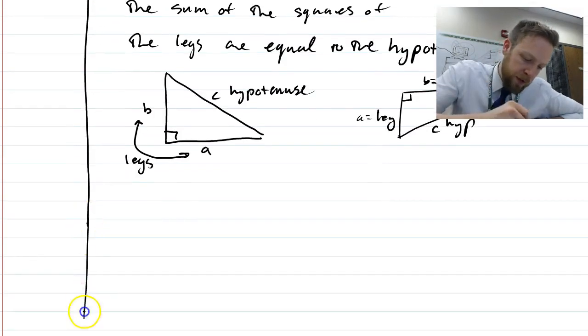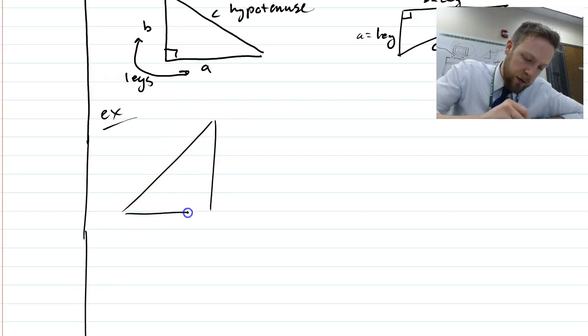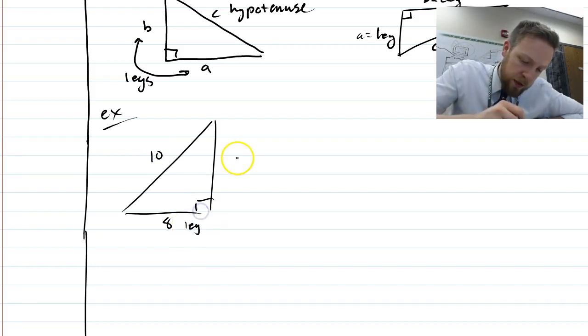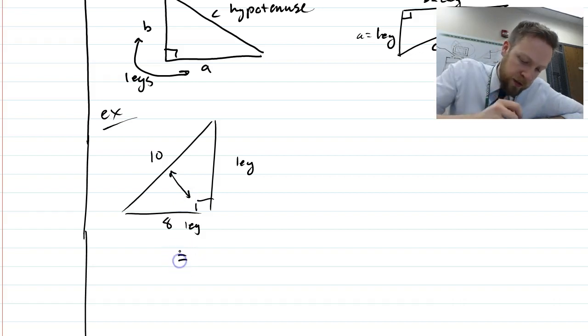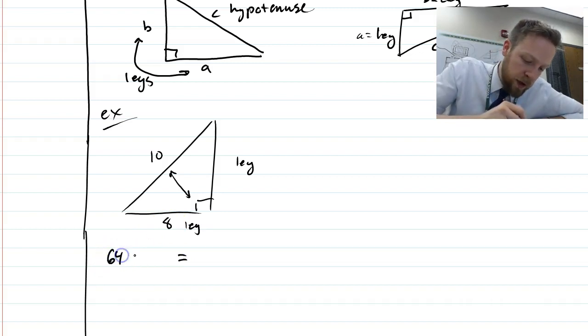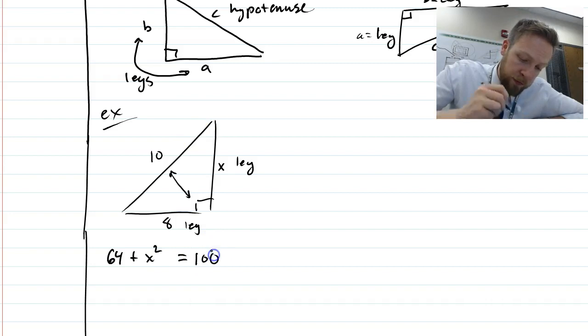Okay, so let's do some examples of these. For example, if I give you a triangle that has 8 here and 10 here, I should be able to find out the other side. So I know that this is a leg and this is a leg. The hypotenuse is always across the way from the 90-degree angle, so that's going to be my c. So you square a leg, 8 squared is 64, plus you square the other leg, and I don't have that, so I'm going to put x there. x squared equals the hypotenuse squared, which is 10 squared, 100.